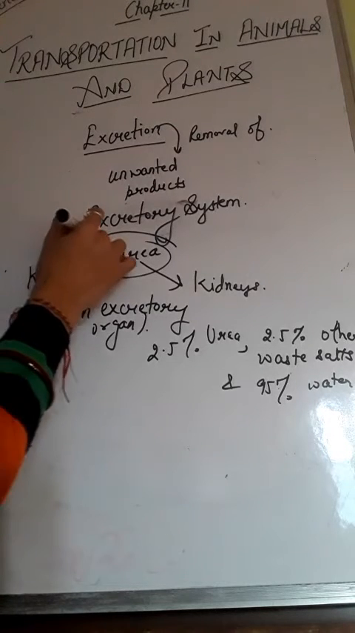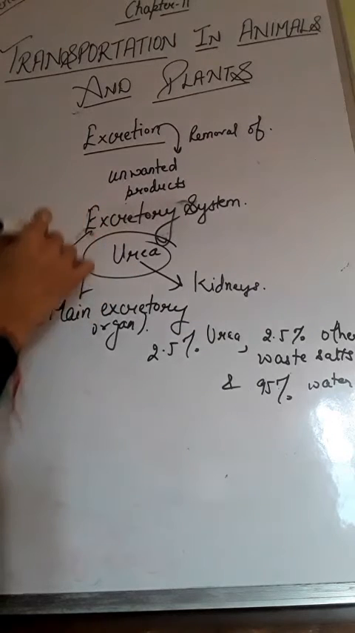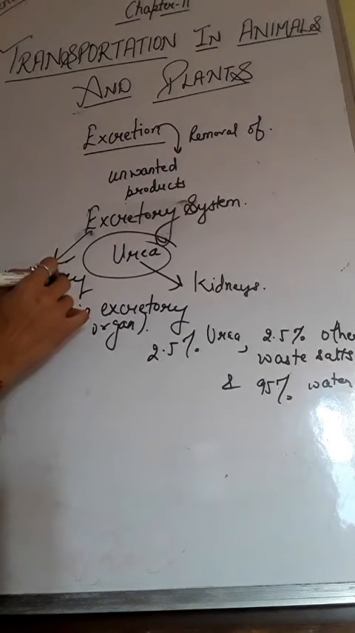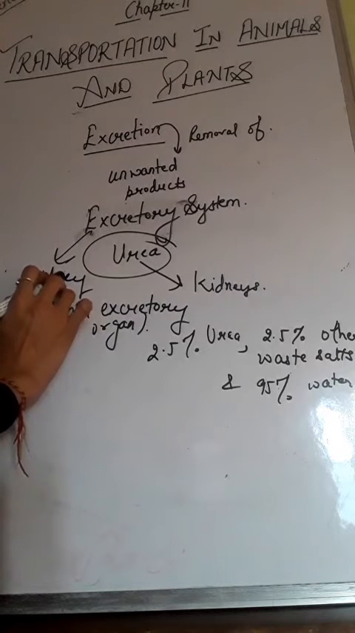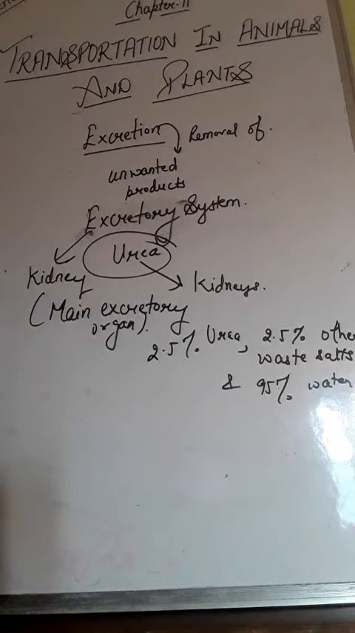So the excretory system mainly consists of kidneys, that is your main excretory organ, and two ureters and a bladder and a urethra, right? So this is all about your excretory system.